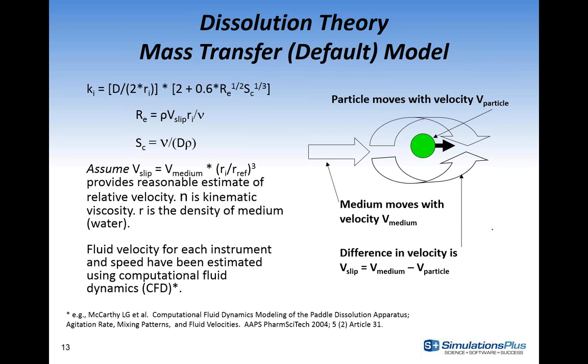Looking a little bit more in detail on the mass transfer coefficient, we use the standard Reynolds number, Schmidt number correlation to calculate the Sherwood number, which is used to then back out the mass transfer coefficient. The assumption here is that we are using the slip velocity, or the velocity between the media and the particle, to define the mass transfer coefficient. Fluid velocities for each instrument and speed have been estimated using computational fluid dynamics.